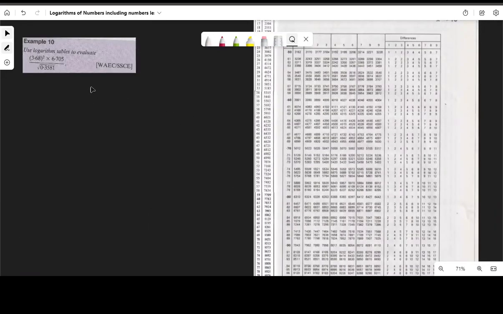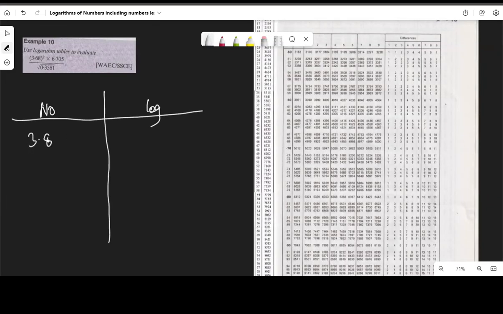Example 10 says, use logarithm tables to evaluate 3.68 to the power of 2 multiplied by 705 divided by the square root of 0.3582. Number and log. The first one is 3.68, right? The characteristic of this is 0 because we have only one digit before the decimal point, 1 minus 1 is 0.